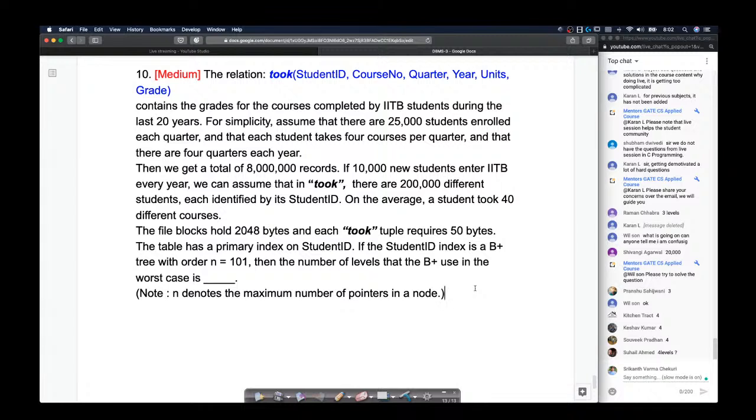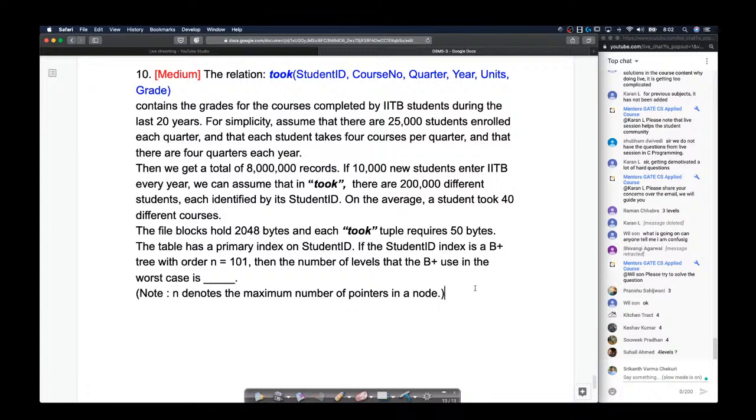Again, I think some of you are counting the actual data that is stored in the disk also. Please avoid counting that in the levels. You should only count the tree levels, not the actual data that is stored in the disk blocks.